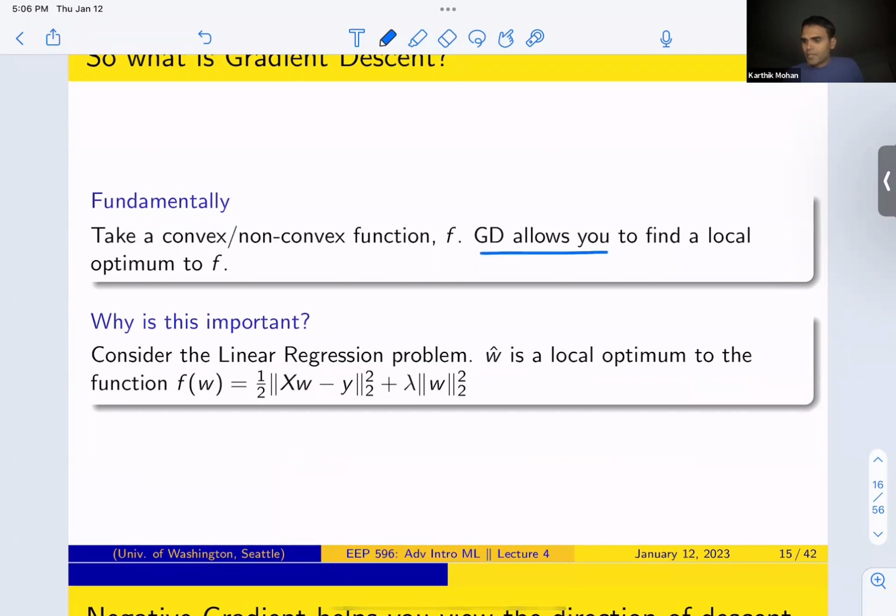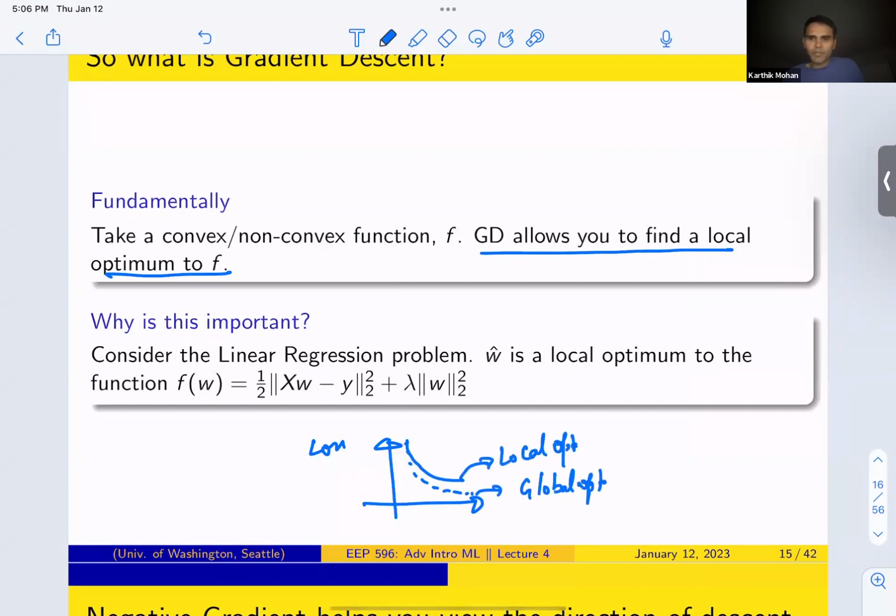Yeah. So gradient descent allows you to find a local optimum to f, which is great. So that means if I have a loss, my loss goes down this way, and I stop here. If I did global optimum, maybe I could have gone down here, right? Maybe this is global optimum. This is local, but that's okay. I'm good with local optimum as long as I've learned something. I'm good with that. So I stop here, right? So that's what we want to do. We want to get to a local optimum. So that's why we would do gradient descent.